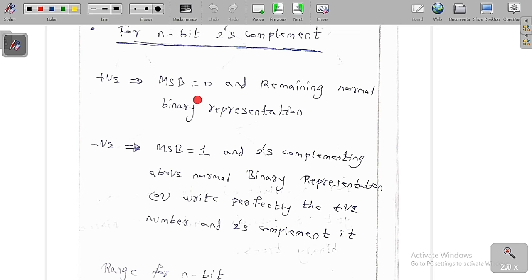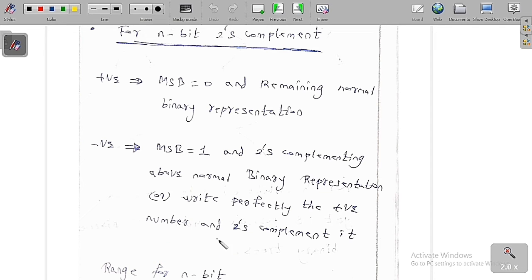So a positive number means keep MSB equal to 0 and the remaining is the normal binary representation. For a negative number, keep MSB equal to 1 and 2's complement the above normal binary representation, or write the positive number perfectly and 2's complement it. Then the range for n bit. So the range of the 2's complement for n bit is here.